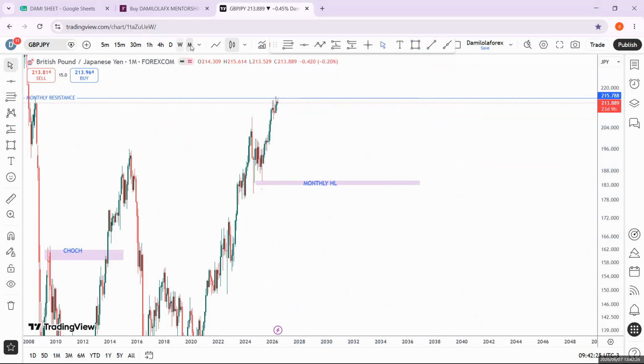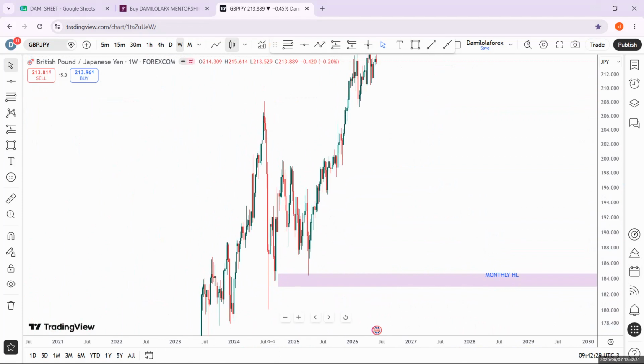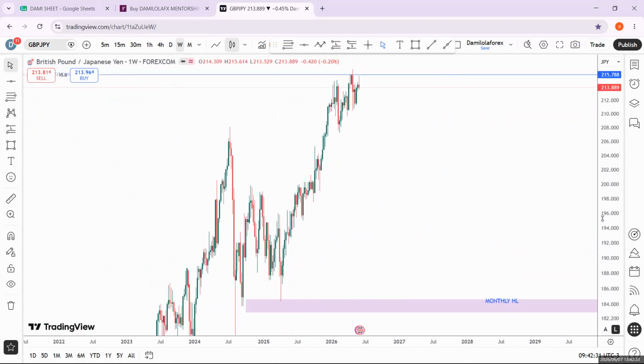So now I'll take that data to the weekly time frame. Remember, this is a pure price action top-down analysis that we do right here.